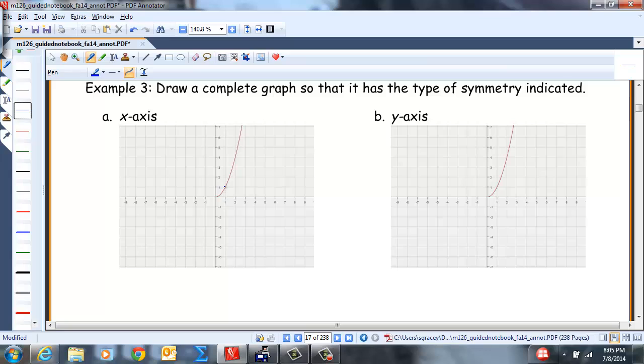I'm looking at this graph and I see that 1, 1 is on the graph. So if I want symmetry with respect to the x-axis, I replace y with negative y. So that would take me to 1, negative 1. It also looks like the ordered pair 2, 4 is on the graph. So if I replace 4 with negative 4, I'd be at 2, negative 4. So it's going to go something like that.